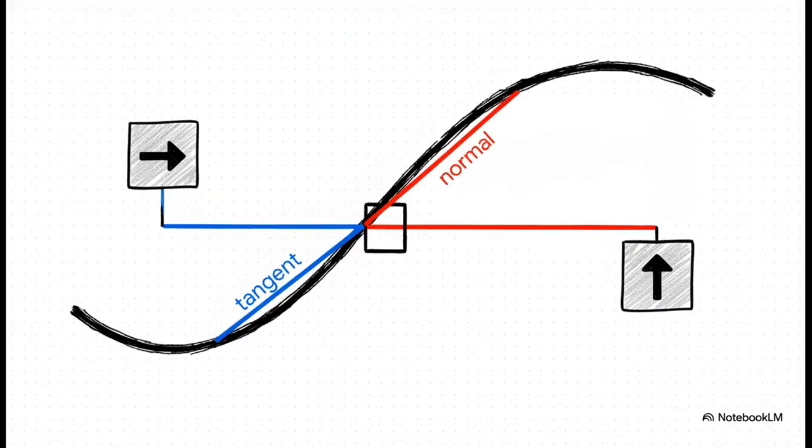So let's put them side by side. It's really clear. The tangent shows you the direction of motion along the curve. The normal points in a direction that's perfectly perpendicular to that motion. They are two sides of the same coin, describing the geometry at that single point.